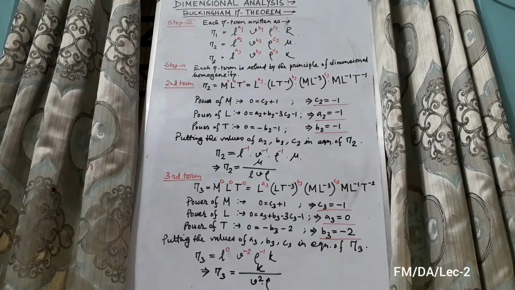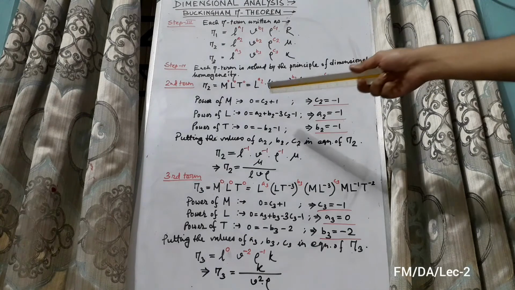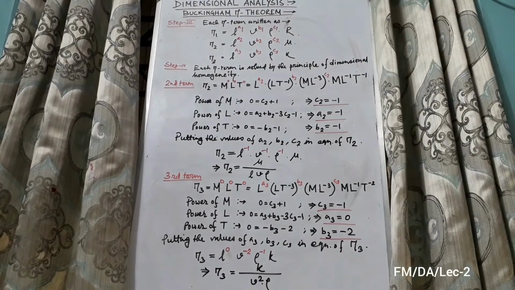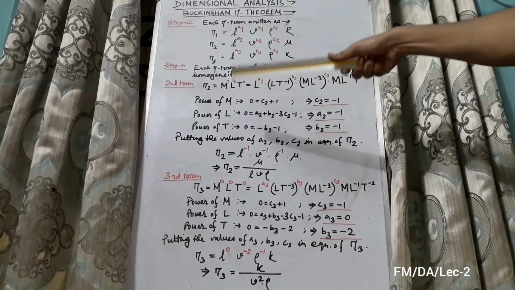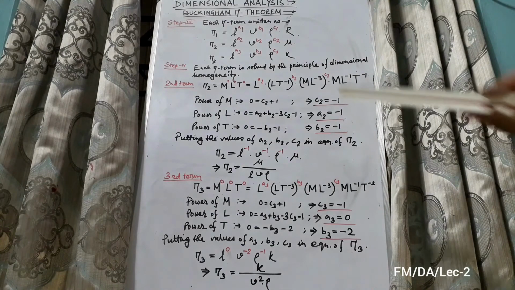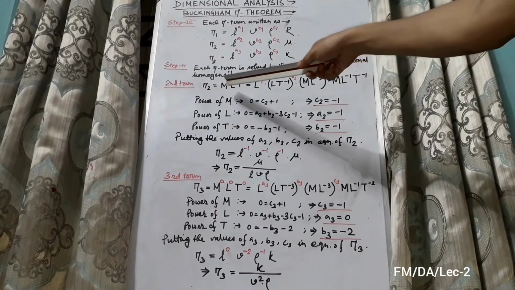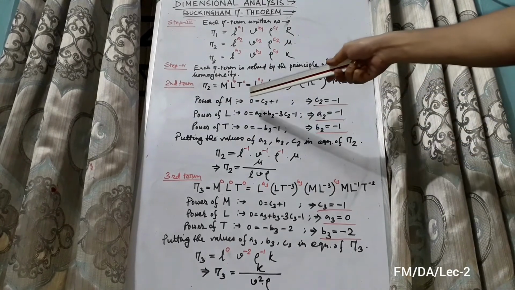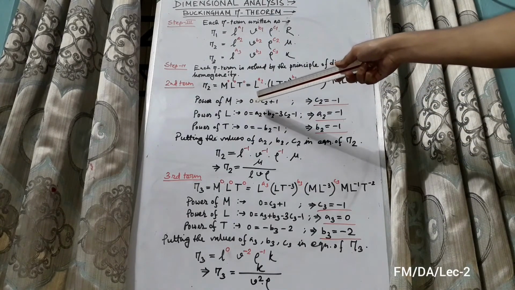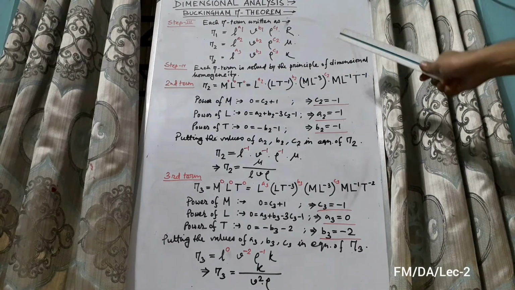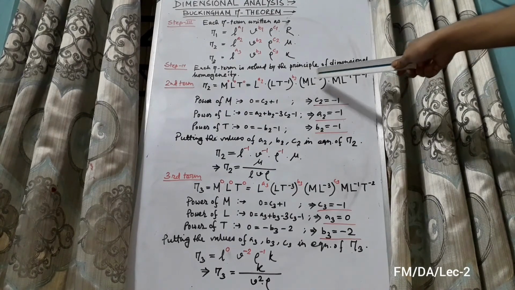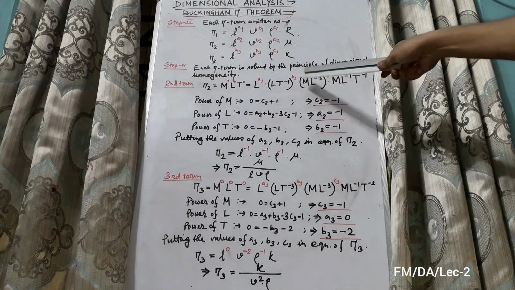Here also we are applying the principle of dimensional homogeneity. Now here also we separately find out the power of M, L and T. So on the left hand side, the power of M is 0. So here we write down 0, equals, on the right hand side, the power of M is only C2.